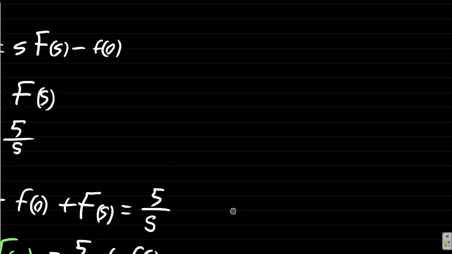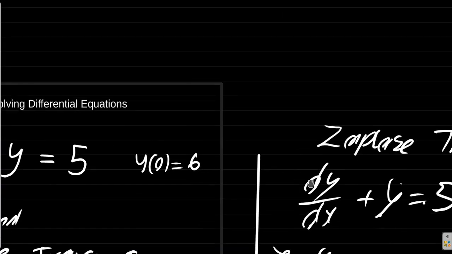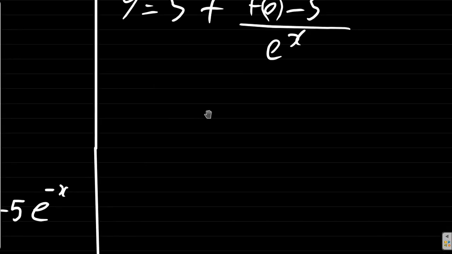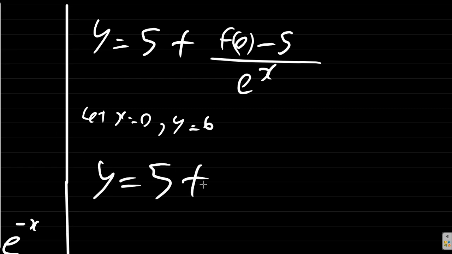What was the initial condition again? It was that when x is 0, y is 6. So y of 0 is 6. So we let x equal 0 and y equal 6. Let's see what happened here. y is equal to 5 plus f of 0, which is y when x is 0, so it would be 6. 6 minus 5 over e to the x would be 1, right? So in this case, over 1.